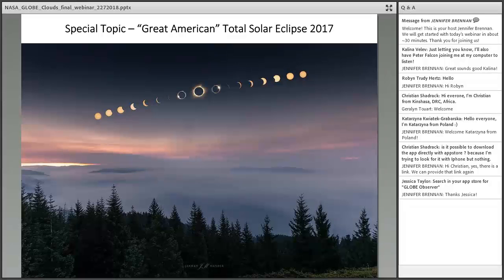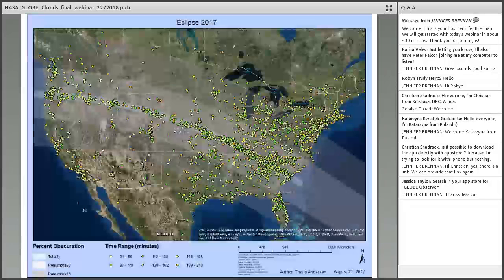Okay, moving on to the second topic, I'm going to be talking a bit about the Great American Total Solar Eclipse of 2017. I'm sure many of you guys and gals went out to see at least some portion of this eclipse, and of course there are many awesome photos and composites and so on put together about the eclipse. This is one of my favorites.